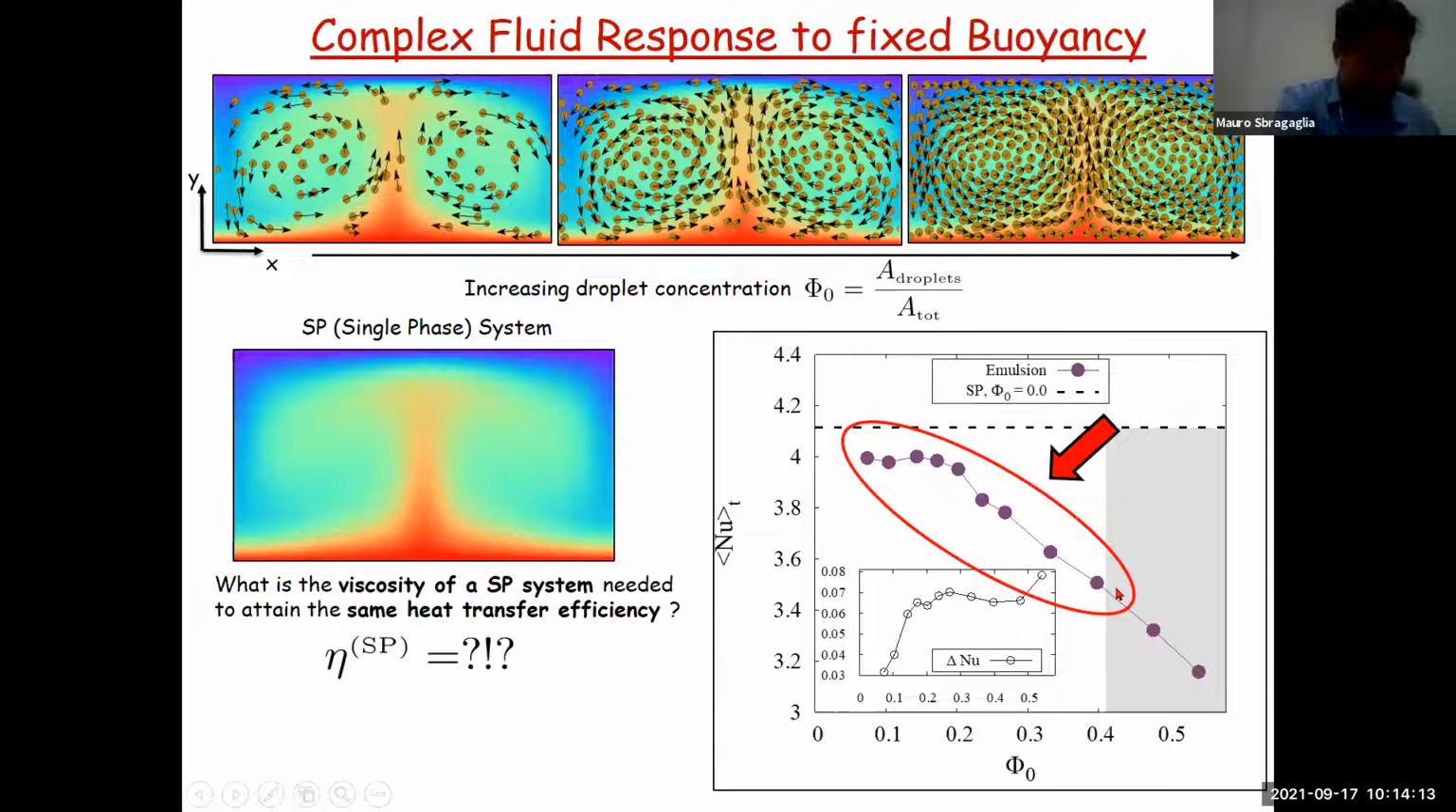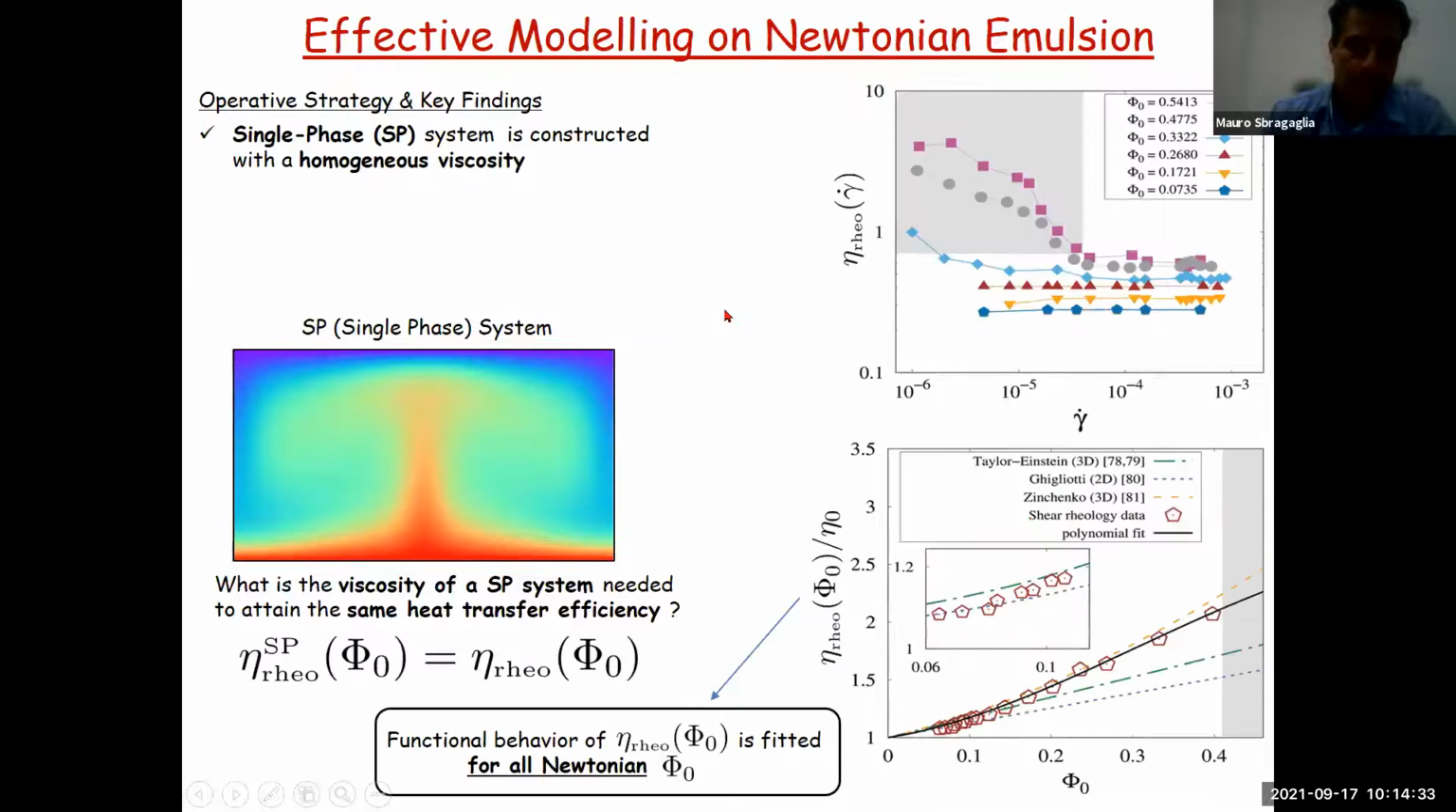A logical question would be to construct and simulate a single phase system, and ask ourselves what would be the correct viscosity of this single phase system needed to attain the same heat transfer efficiency. You may say, okay, you characterized the rheology of the system, you know everything from the point of view of the viscosity characterization as a function of the shear rate. I want to stick to Newtonian emulsions, a situation where the viscosity is just a number independent of the shear rate. So we know the characterizations from the numerical simulations.